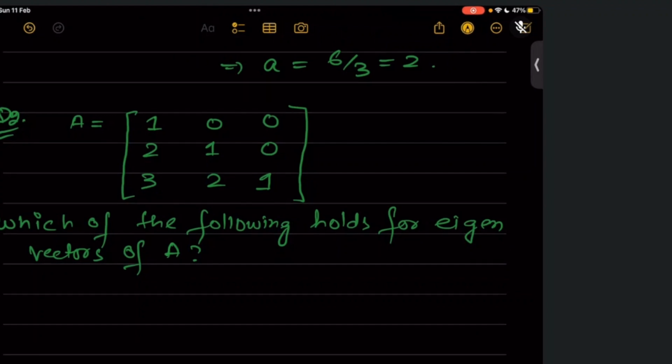I hope by now you know how to calculate the eigenvectors. So take a minute and try to do it on your own, then we'll discuss. Is there anyone who does not know how to calculate eigenvectors? You can raise your hand.